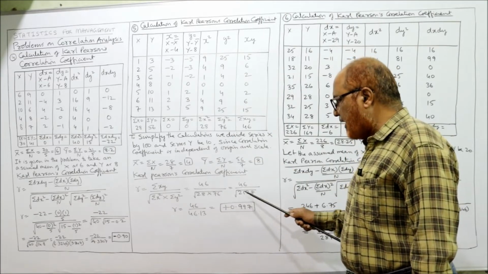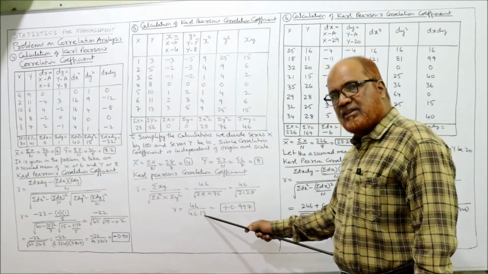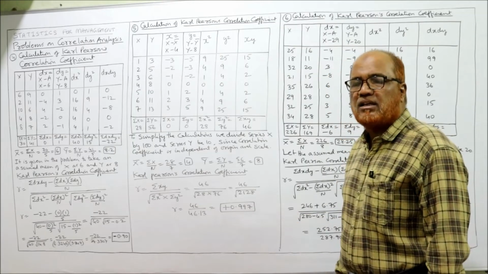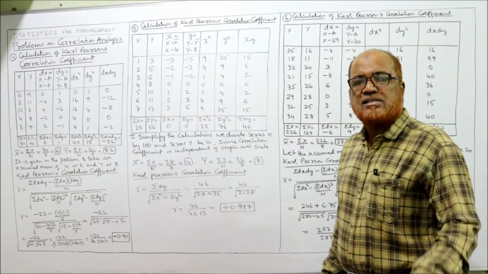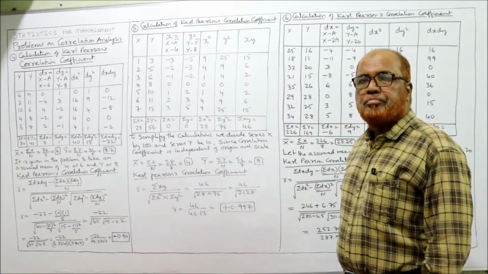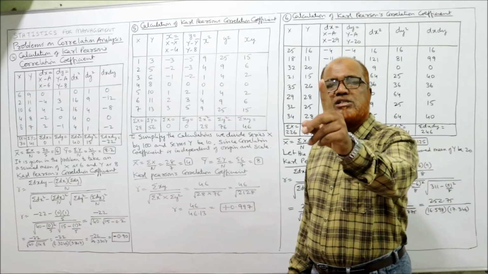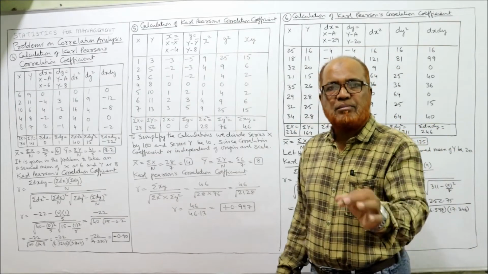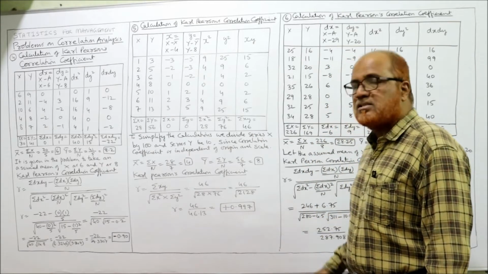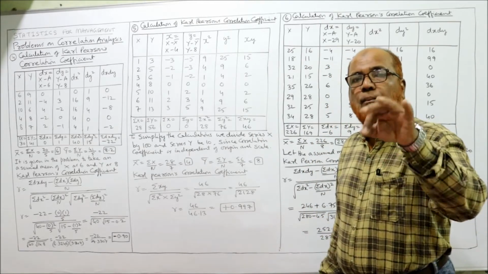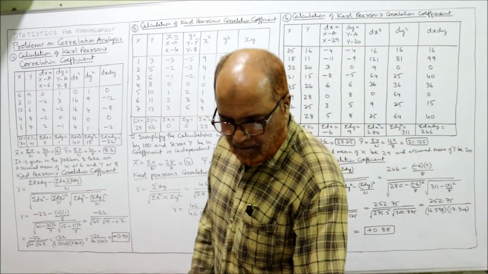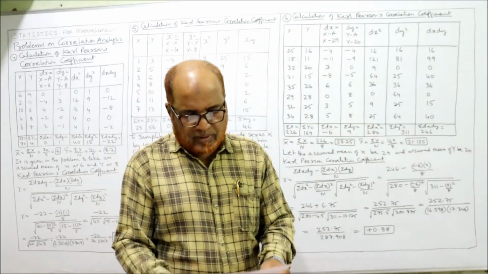So 2128 root, it will become 46.13. So finally the answer is plus 0.997. There is a high degree of positive correlation because the maximum value of correlation is plus 1. Maximum, it will never exceed plus 1. It is very near to plus 1, 0.997. So there is a high degree of positive correlation between x and y. That's it.